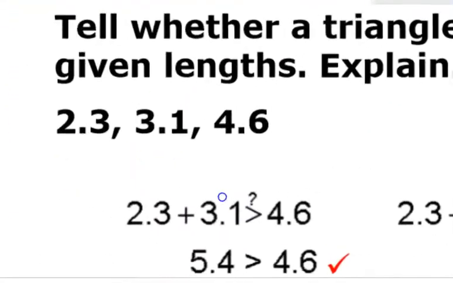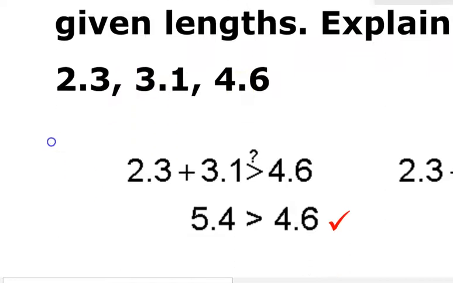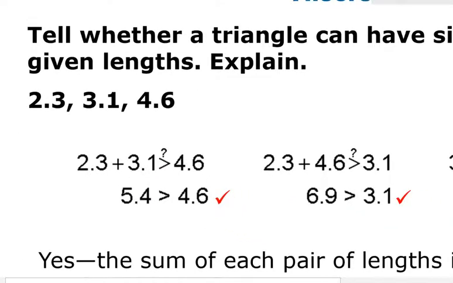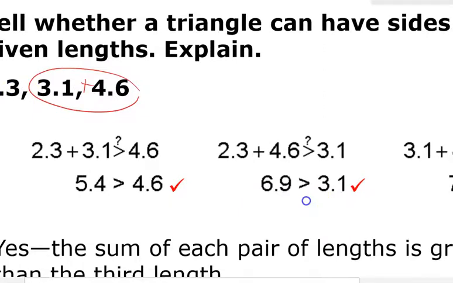Okay, let's see with this one. So we're going to take 2 of them and see if they're bigger than the third. And you're going to bundle these 3 different ways. So we took the first 2, 2.3 plus 3.1, and see if that's bigger than 4.6. And it was. Cool. Okay, and then we're going to take 2.3 and add that to 4.6 and see if that's bigger than 3.1. So I just bundled these 2. See if it's bigger than the third. And it was. And then my last one, these 2 added together, see if it's bigger than the third.